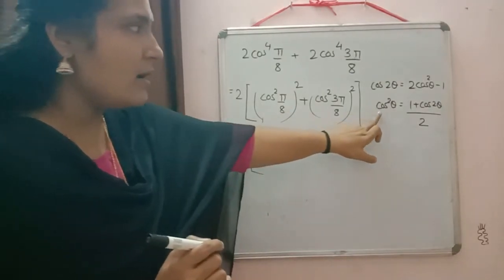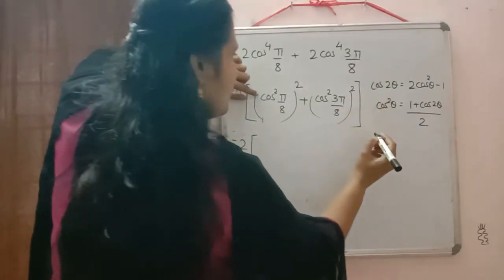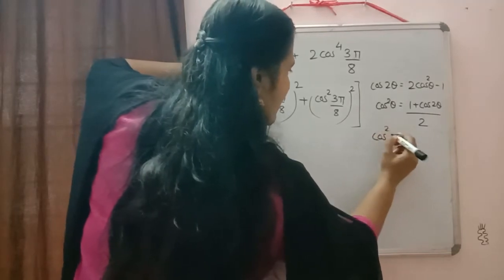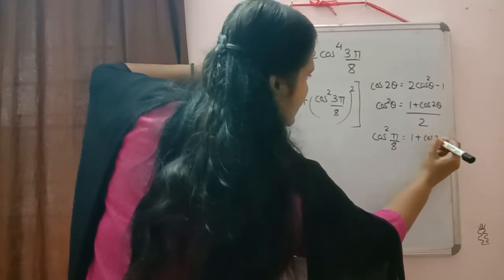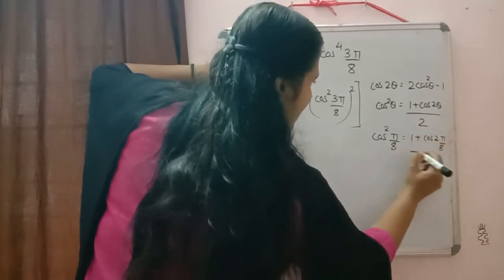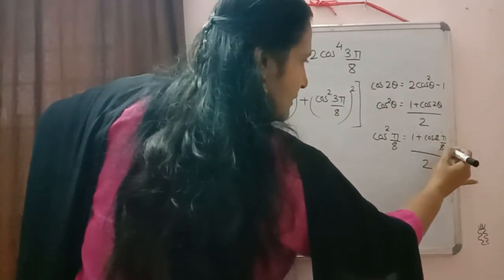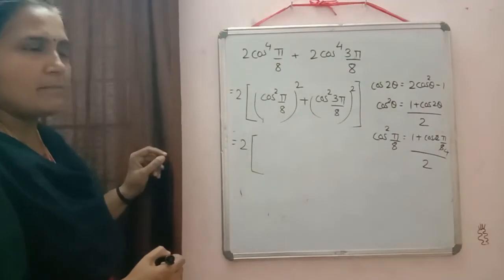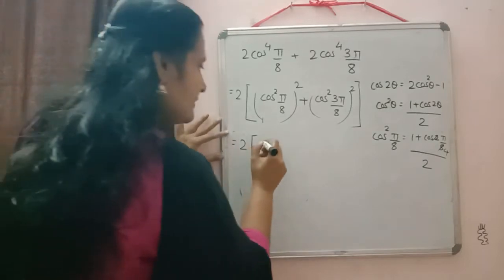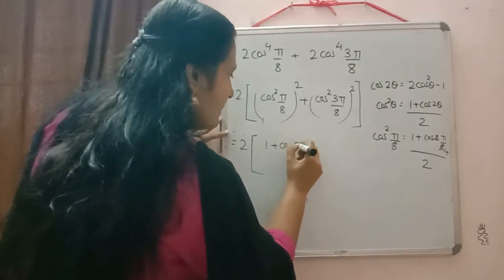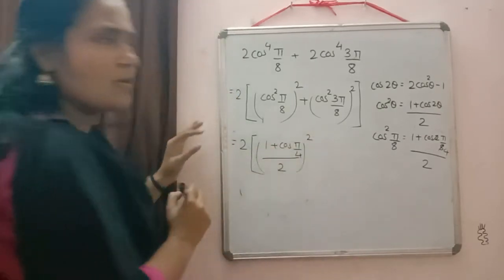According to the formula, cos square theta, suppose our theta is pi by 8. I am just showing you how I am writing this. Cos square pi by 8 will be equal to 1 plus cos 2 into pi by 8, whole divided by 2. So in 2 into pi by 8, the 2 and 8 get cancelled. We will get 1 plus cos pi by 4. So that I am writing here directly. Then it will be equal to 1 plus cos pi by 4 by 2, the whole square.